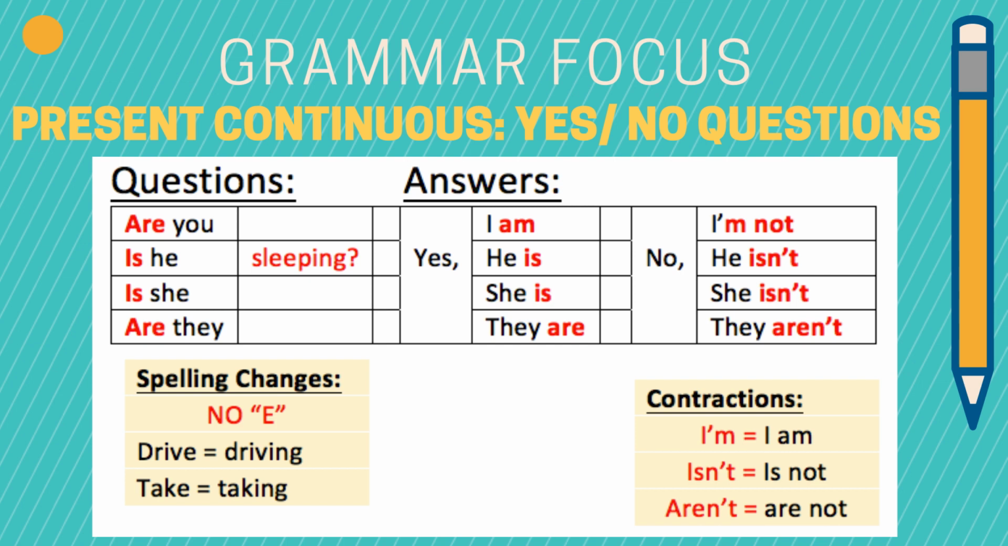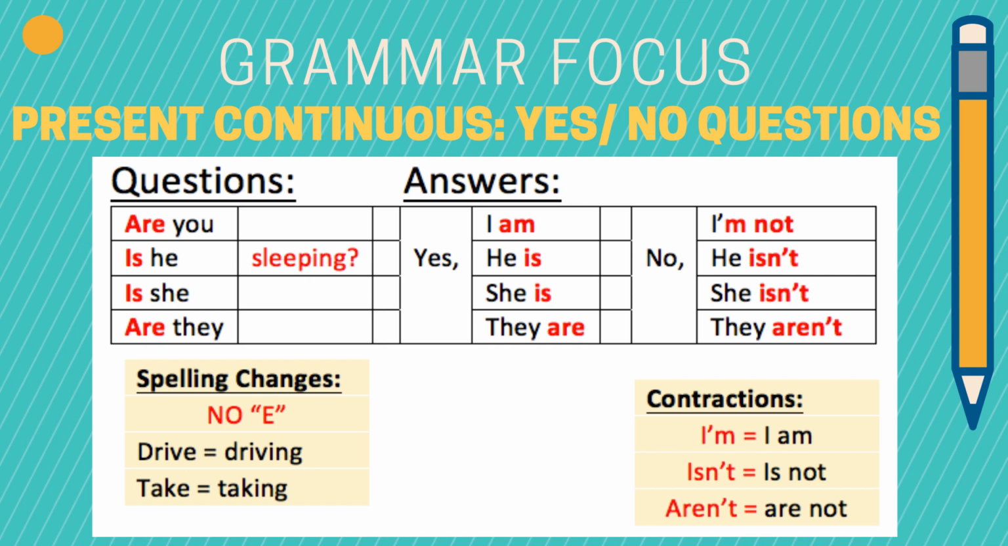Is she sleeping? Yes, she is. No, she isn't. Are they sleeping? Yes, they are. No, they aren't. Did you see the contractions in the negative answers? One more thing to note, and you'll see in later activities, that there are some spelling changes.